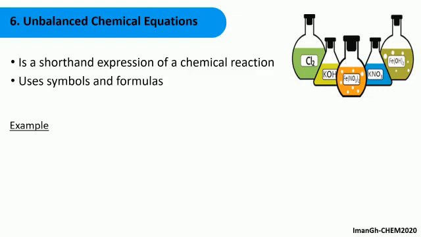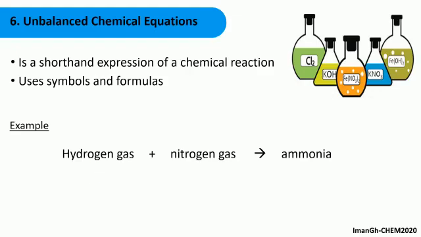Let's consider the previous reaction. We will write the chemical equation of this reaction. So the formula of hydrogen is H2, and that of nitrogen is N2, and the formula of ammonia gas is NH3. So the chemical equation is H2 plus N2 gives or produces NH3. Remember that these numbers are called subscripts, and they show the number of atoms.